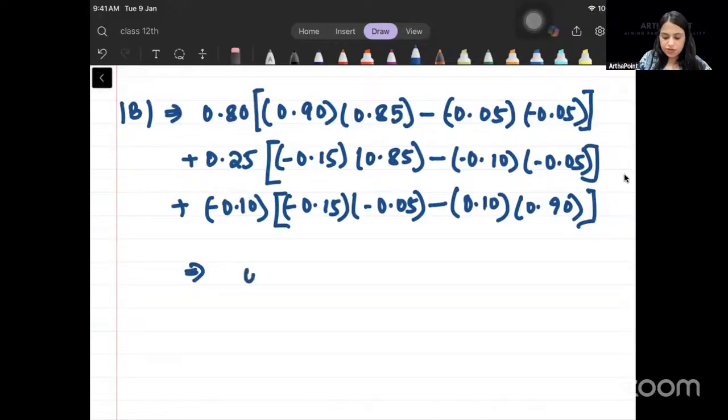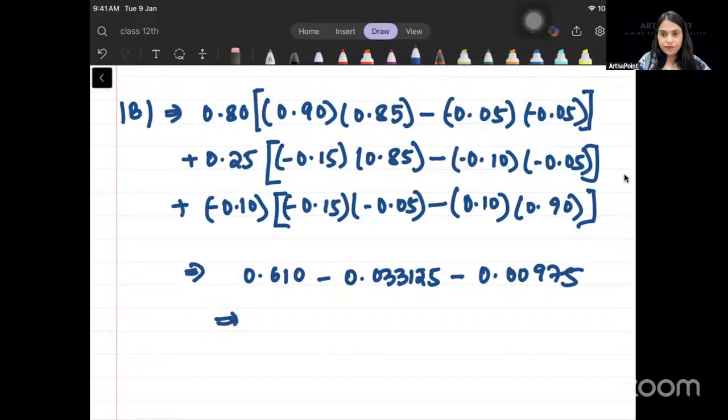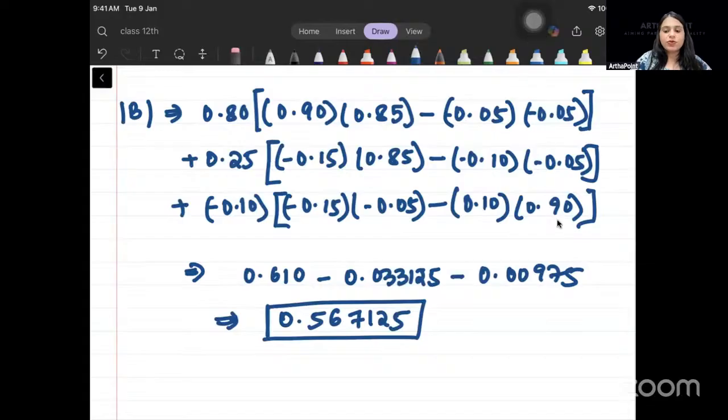So the answer is coming out as 0.610 minus 0.033125 minus 0.00975, and this is coming out as 0.567125. Right? I hope that you are also getting this as the answer. Please verify. As I said, यहाँ पे थोड़ा decimals involved होते हैं. So we have to be very careful when we solve this. अब ये हमारा determinant of the matrix निकल गया.